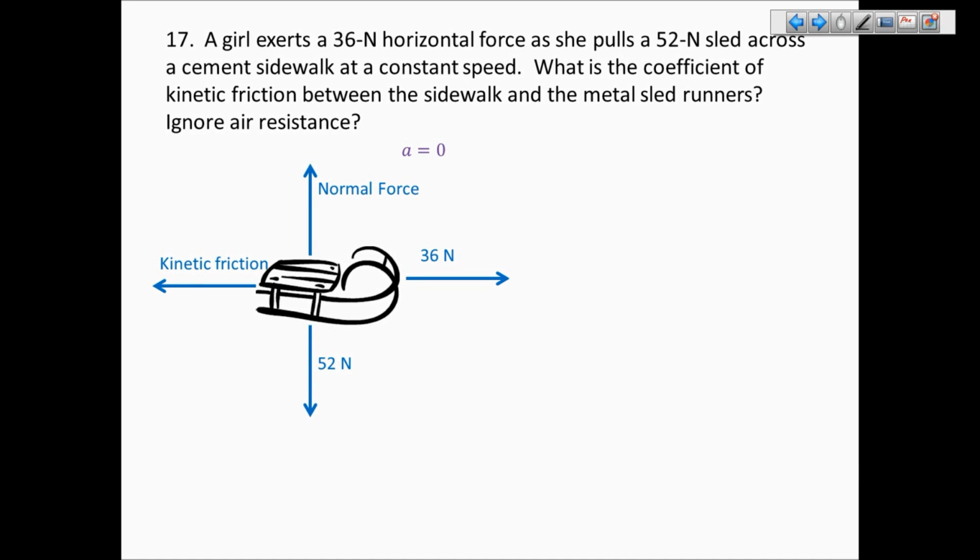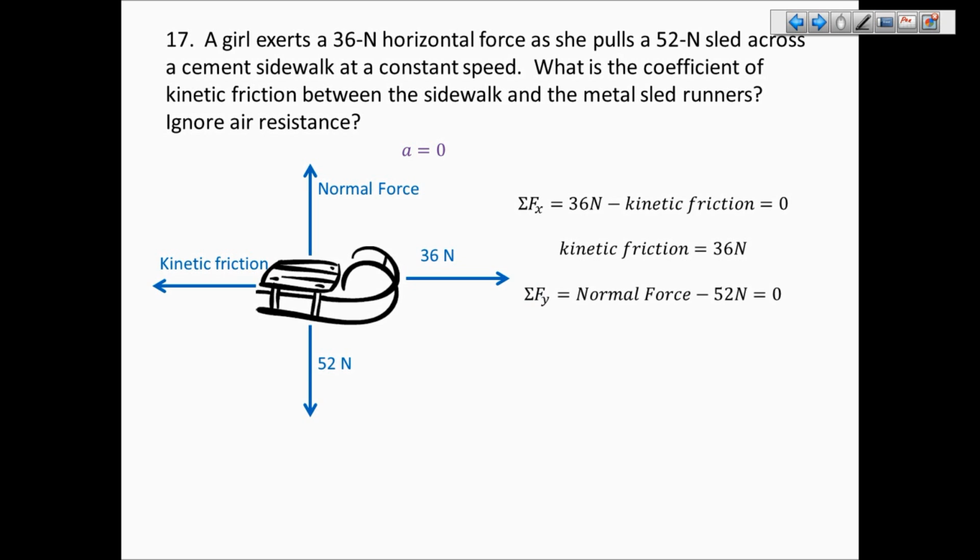So, I'm going to go ahead and do a sum of forces in the x direction. So that's got the 36 Newton force to the right, so that's positive, minus kinetic friction. It shows that my kinetic friction is equal to 36 newtons. Not a big surprise. And I'm going to do a sum of forces in the y direction, where we have the normal force minus the weight of the sled, the 52 newtons. Again, this shows that the normal force is equal to 52 newtons.